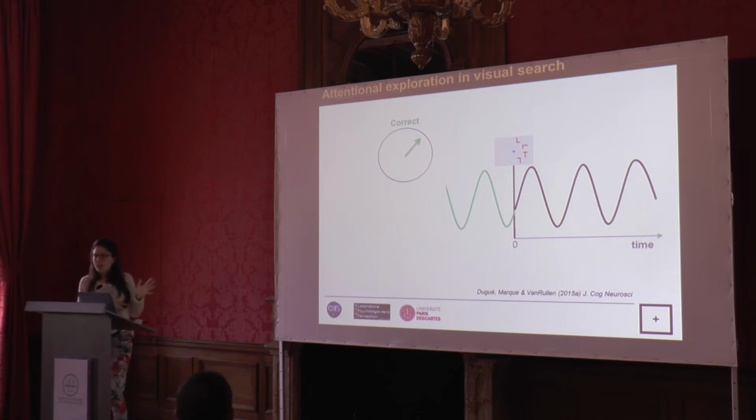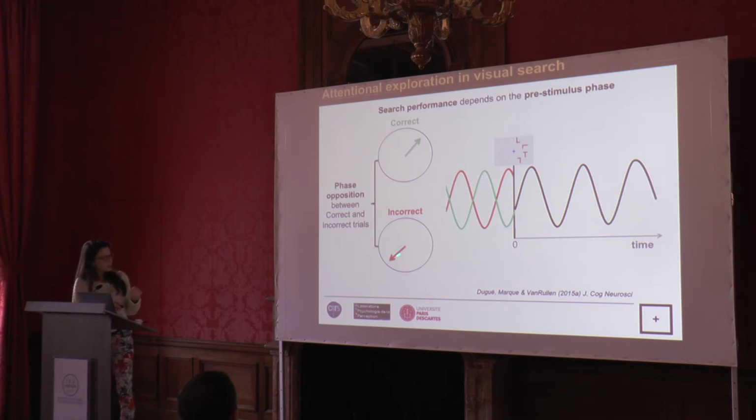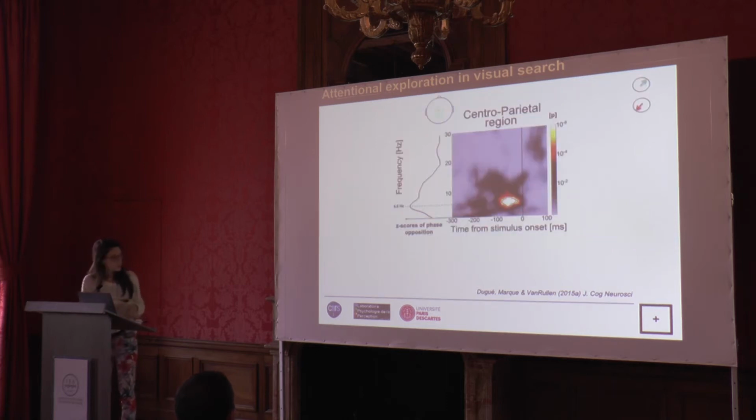It means that if half of the trials are pointing in one direction, the other half of the trials have to point in the opposite direction. So in this case, what we looked at is not phase locking difference anymore, but phase opposition between correct and incorrect trials. Once again, this is a schematic representation. We did this for all times and frequencies before zero in our signal, and this is what we found.